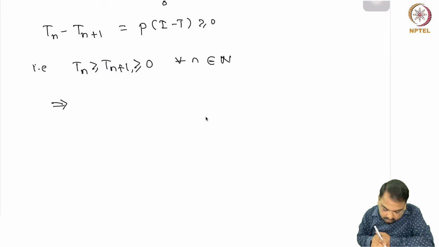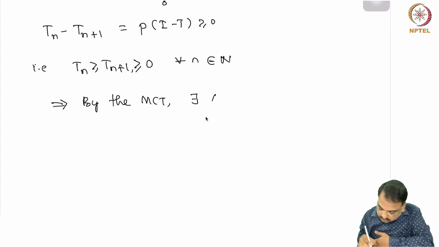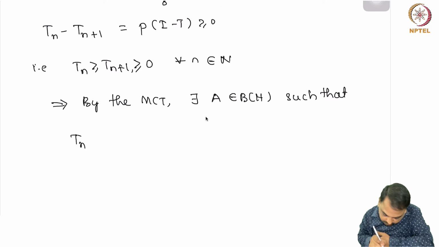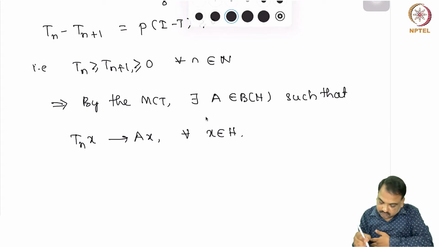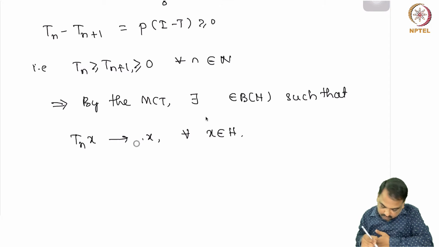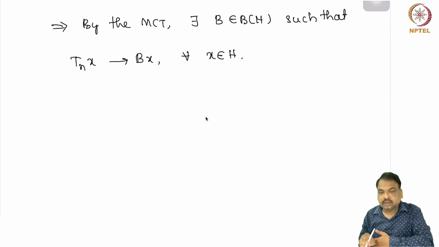we can apply the monotone convergence theorem. By the monotone convergence theorem, there exists some A in B of H such that Tnx converges to Ax for every x in H. So we can write this as B because we want an operator B. This is a pointwise convergence.